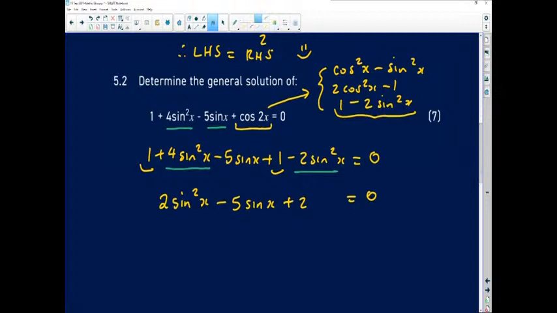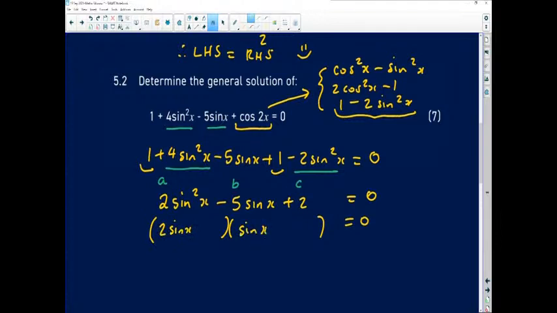What will be the important variables? Your a will be 2 here. Your b will be minus 5, and your c will be a positive 2. So you can still sub this into the quadratic formula. Just remember, what you are solving for is not x, but the sine of x. Those of us who want to do fancy factorization, let's have fun. The factors of 2 sine squared are going to be 2 sine x multiplied by another sine x.